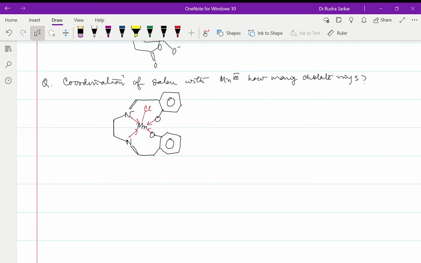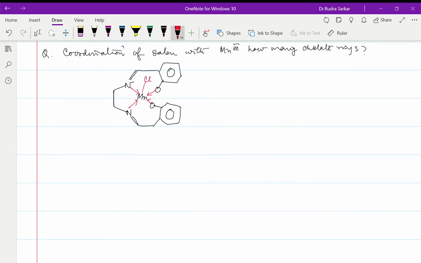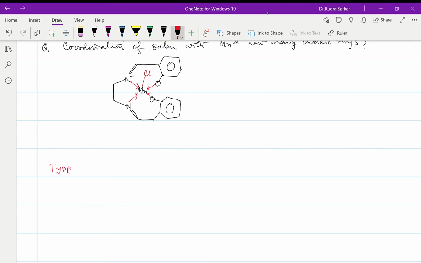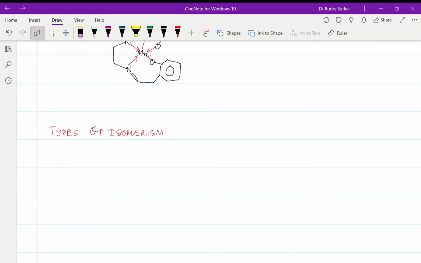So first of all, let's make a broad heading in which we are saying, at least for this section, that is in coordination chemistry, types of isomerism. So in types of isomerism, when it comes to structural isomerism, we will be calling the ionization isomerism.